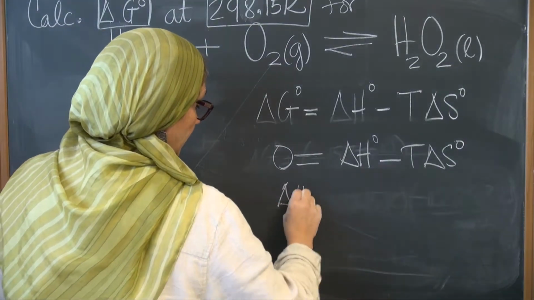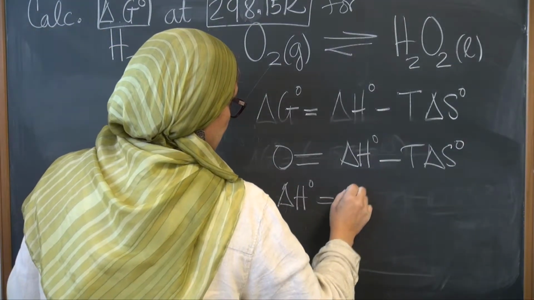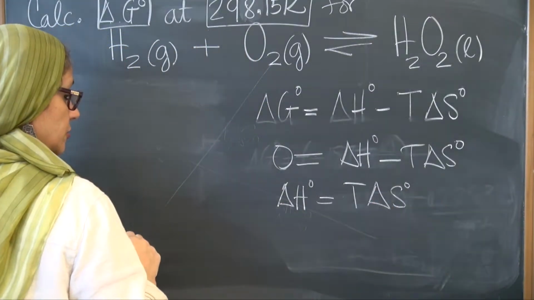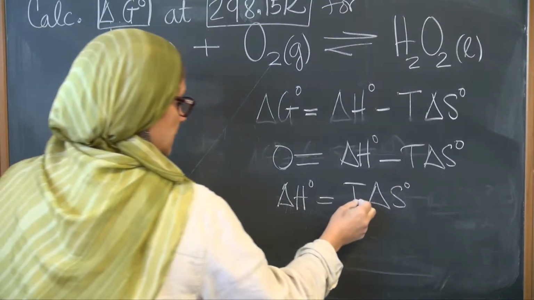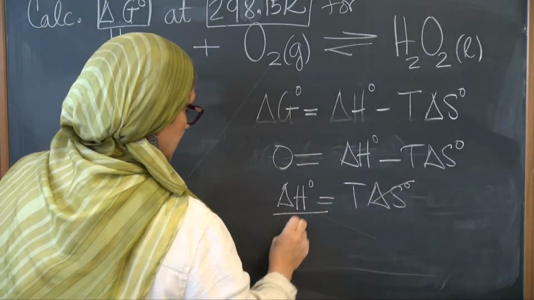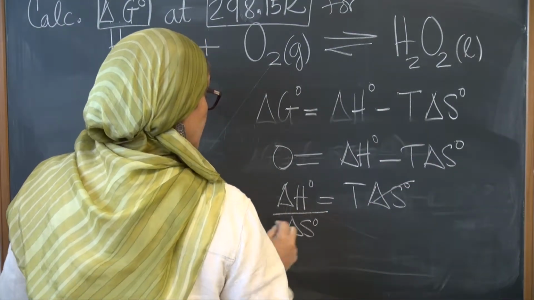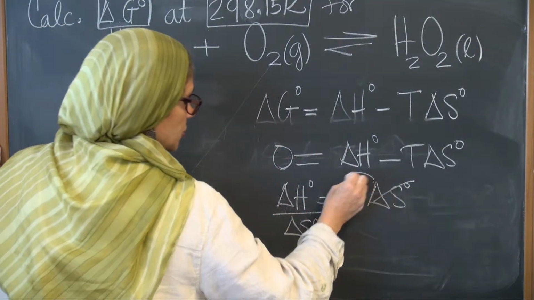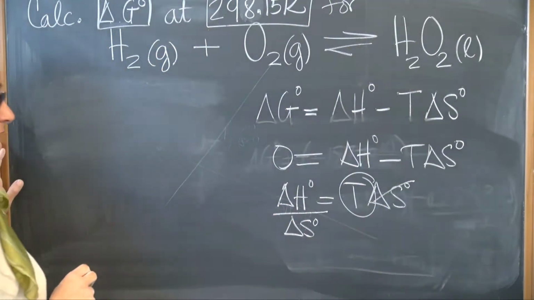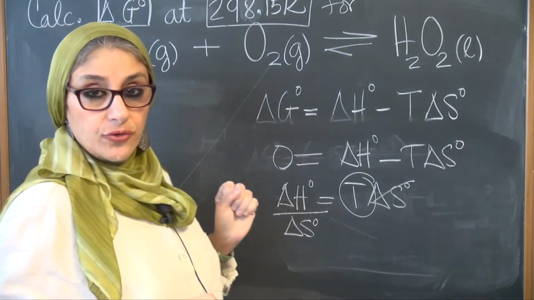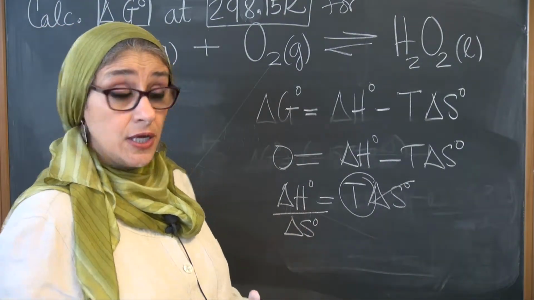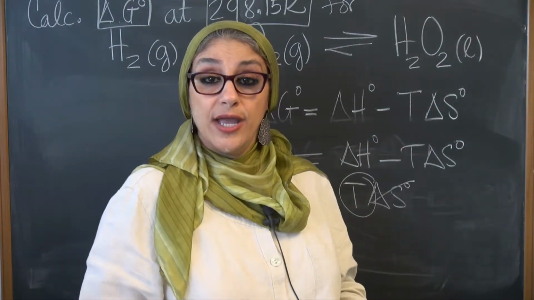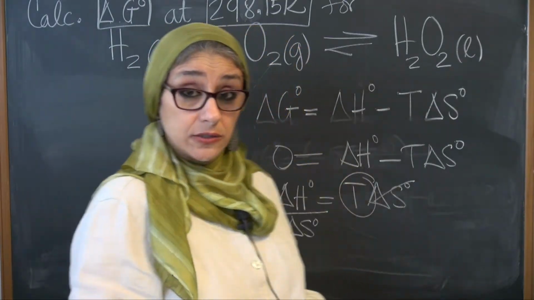We have delta H equals T delta S. To solve for T, we divide both sides by delta S. So when we divide the delta H by the delta S value, we're going to determine what temperature we have to reach in order for the reaction to change sign. Here we started with negative. That's the temperature past which the reaction will be non-spontaneous.